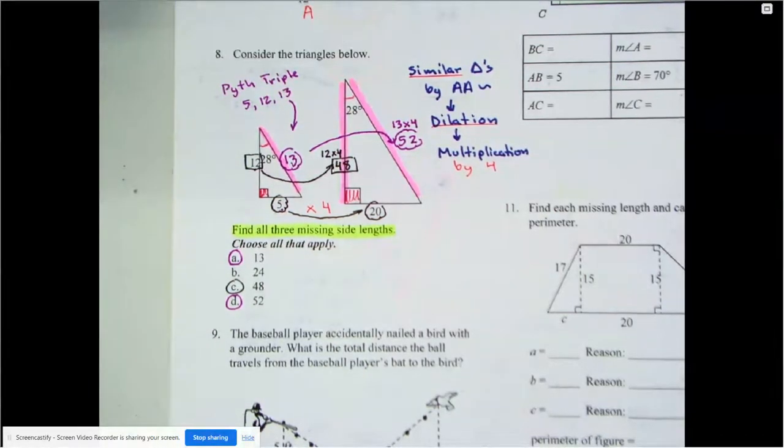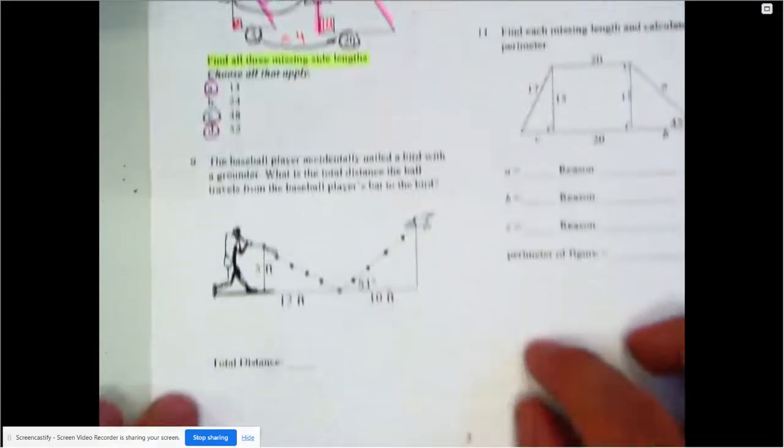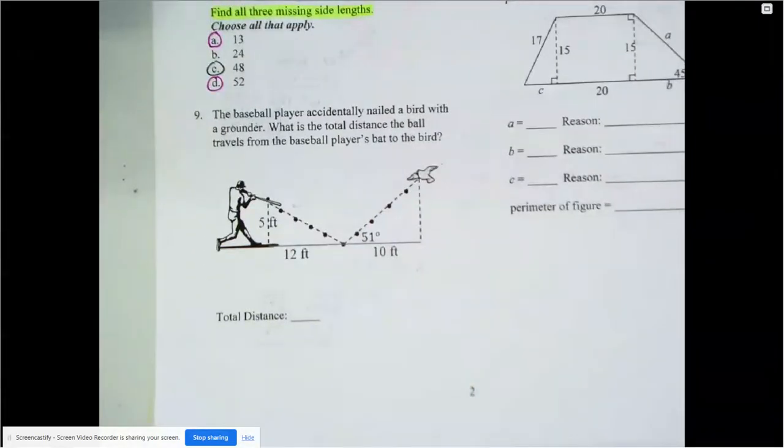Okay, moving right along. Again, I just need you to pay attention here. I don't need you writing. I need you focusing on what we're talking about. Now, number 9 is that problem where they want you to find the distance that the ball traveled, very similar to the one on the test.